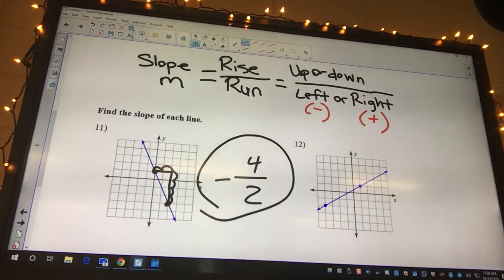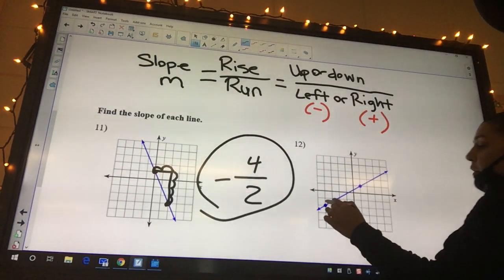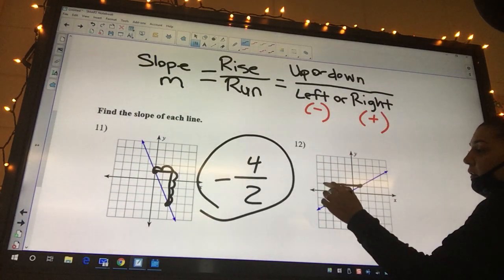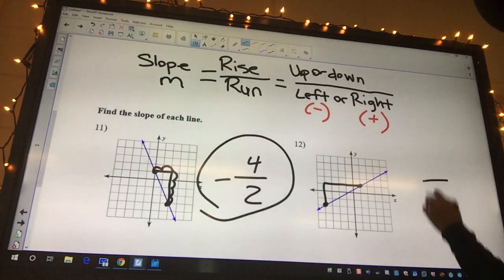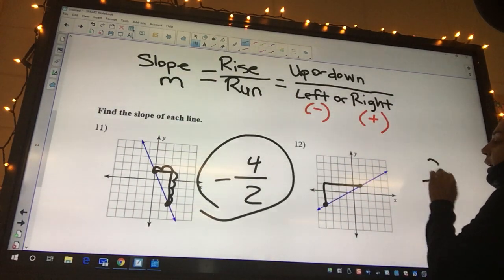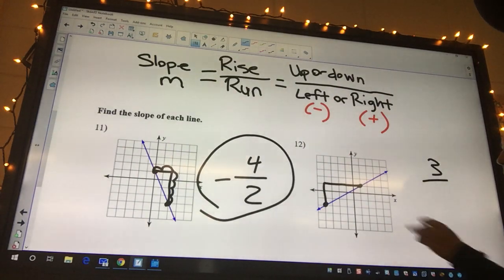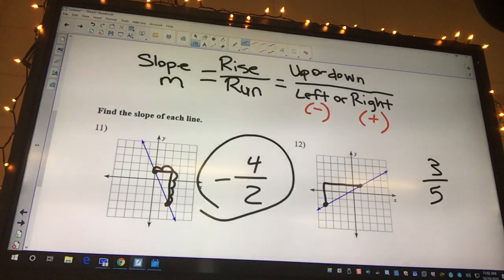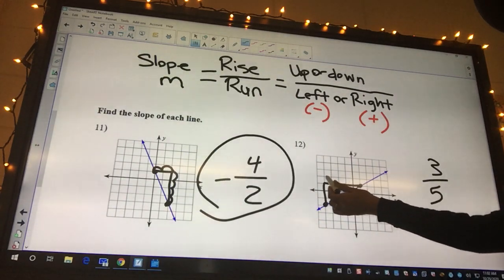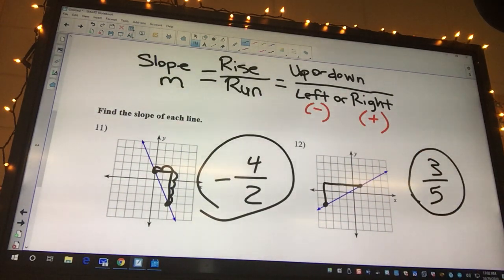Start at the lowest point, which is right here, and connect your dots. You are going to connect them either way, but you start counting from the bottom one. How much do we have to rise? 3. How much do we have to run? 5. Is this going to be positive or negative? Which way did we run? It's positive because it's going to the right. We went up and then to the right, so our slope is going to be 3/5.